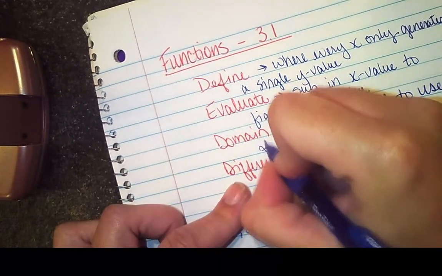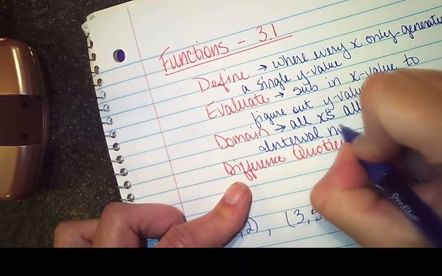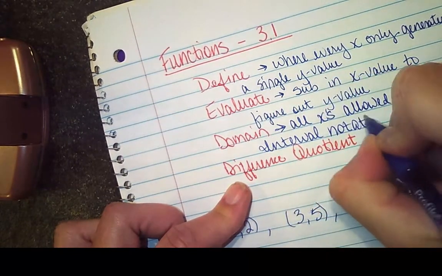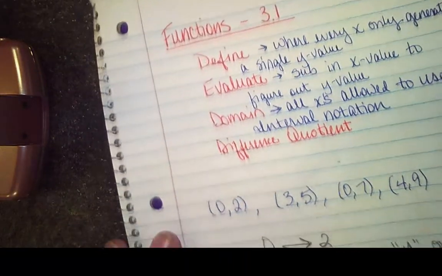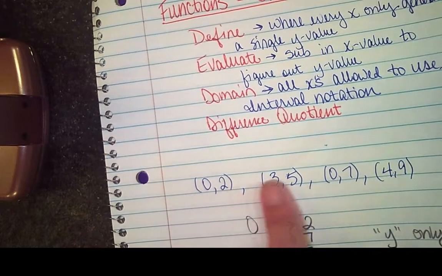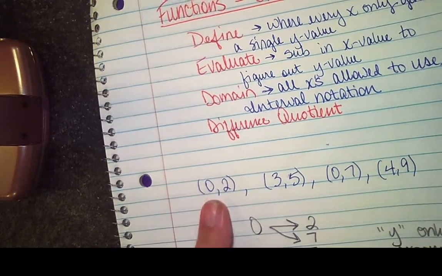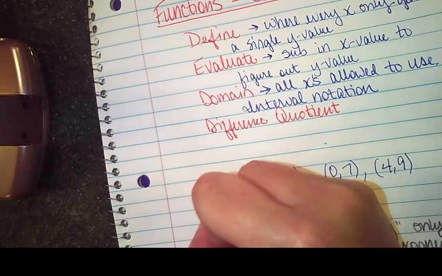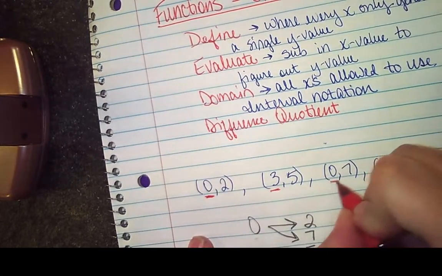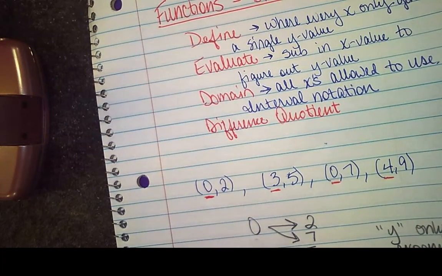And we're going to use something called interval notation to decide what that is. Okay, so look back down here. If I asked you for the domain of these 4 points, you would say your domain is 0, 3, and 4. Because those are the x's that you're allowed to use.